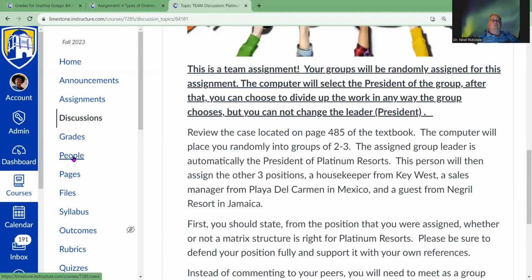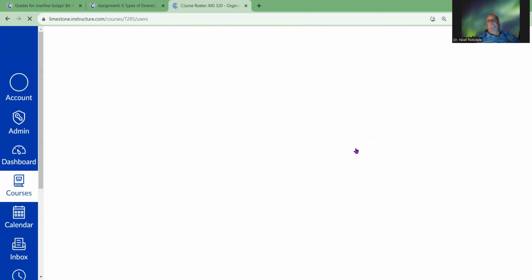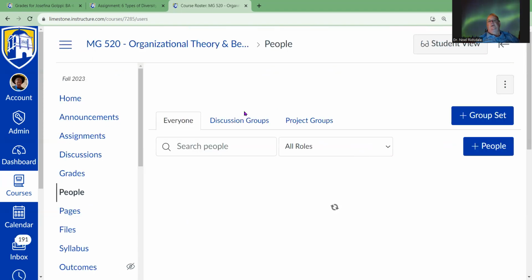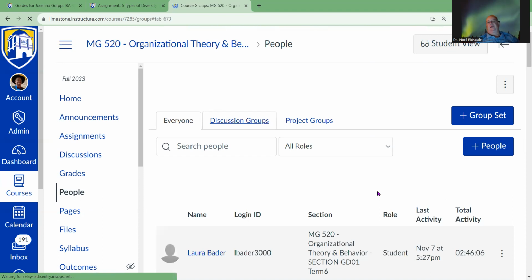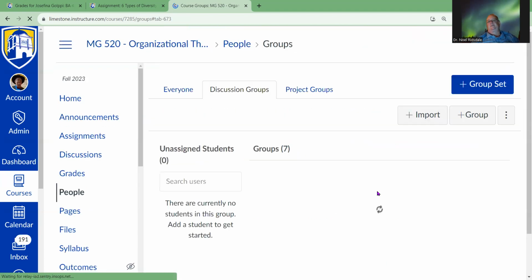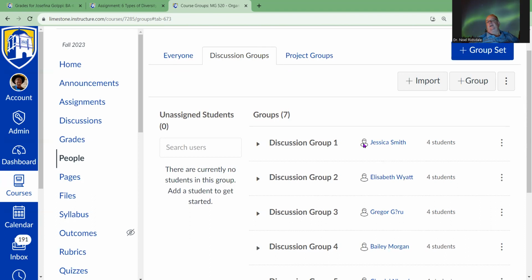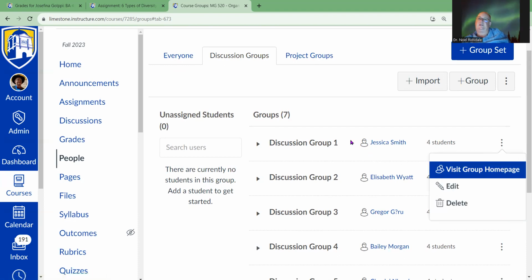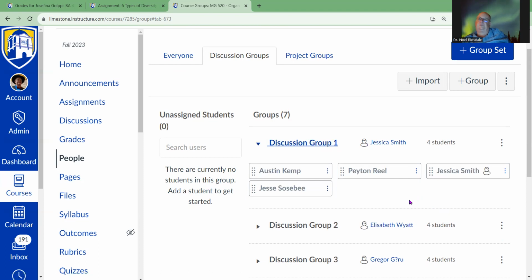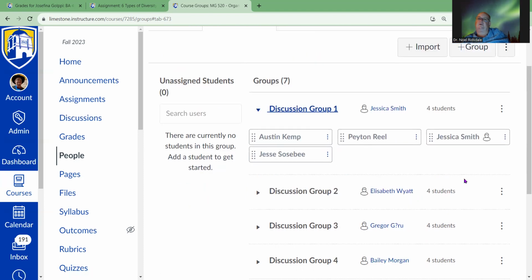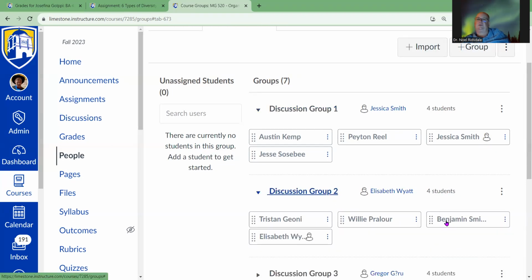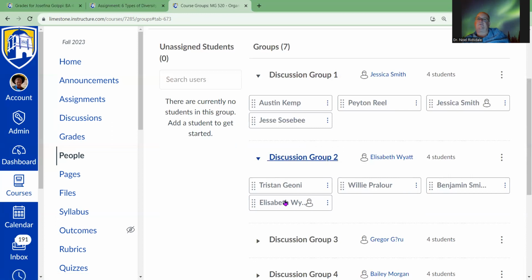Now, in your groups that you're assigned here, go to people. I've got discussion groups already set up for you. The computer actually set them up here. You will see this icon here indicates the person who is the president, the person who is responsible for that. So basically, discussion group 1, you'll see the icon again here, that is the person who is president. Discussion group 2, Grace is the president. And then you have these other individuals that are with you.